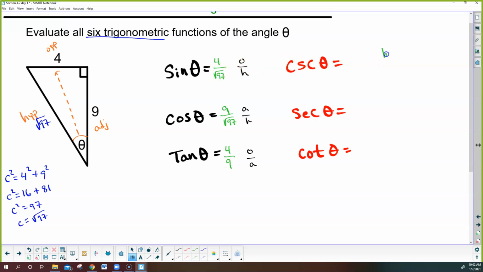Well, cosecant is the hypotenuse over the opposite. So I'm just going to flip the sine fraction ratio upside down. And then same thing here. Secant is hypotenuse over adjacent, so it's going to be the square root of 97 over 9. And cotangent is adjacent over opposite, so I'll flip 9/4.